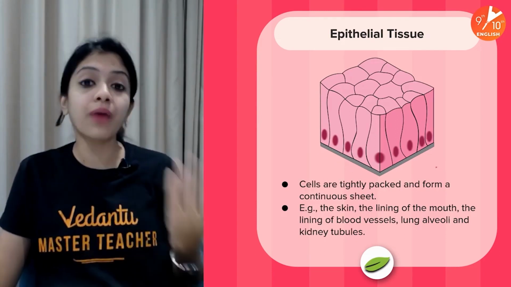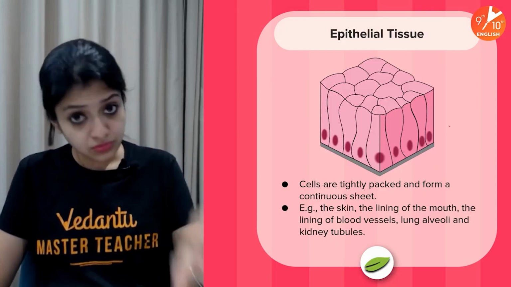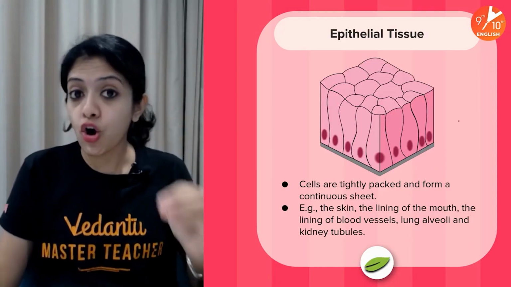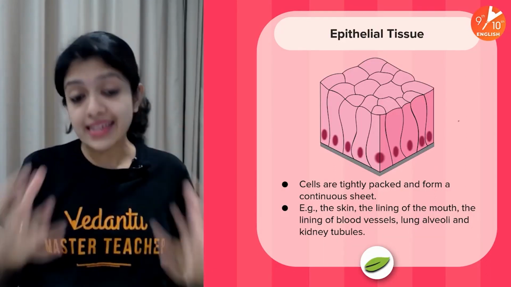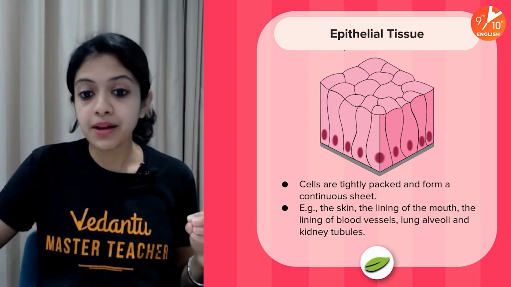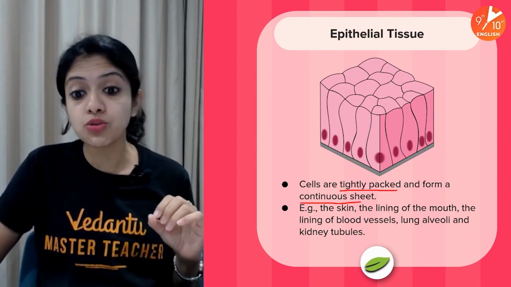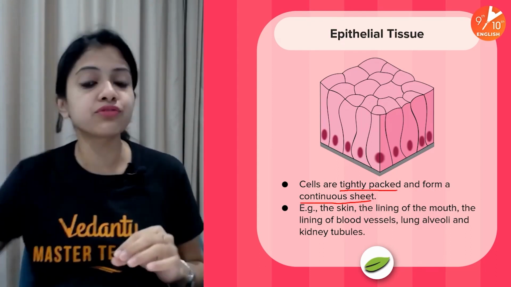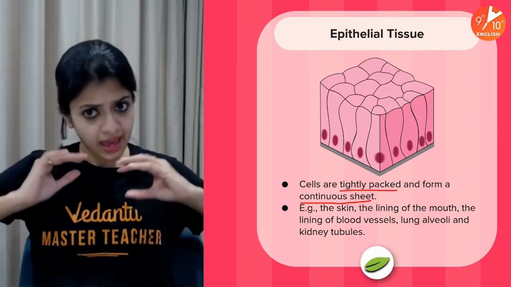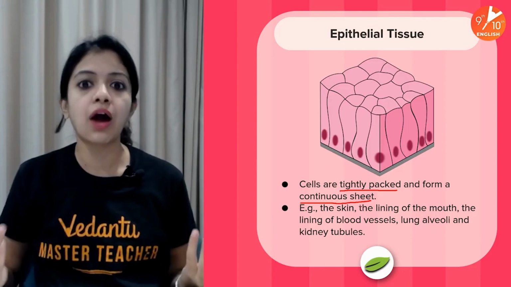And depending upon where it would be found, we categorize it under different groups. Just keep in mind that because the function is protection, the chief function is protection, the cells are tightly packed. Okay, this is very important, and they form a continuous sheet. So obviously they can't afford to have any gaps in between them because it's protection. If there is a hole in the protective layer itself, how does it help?